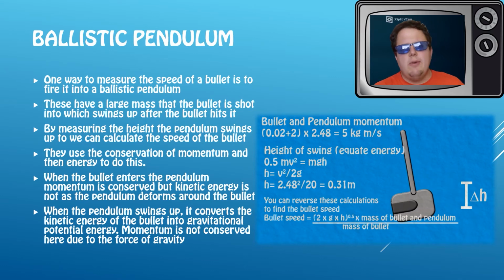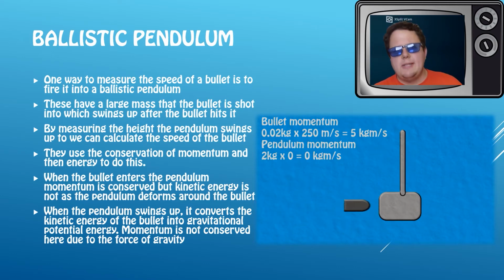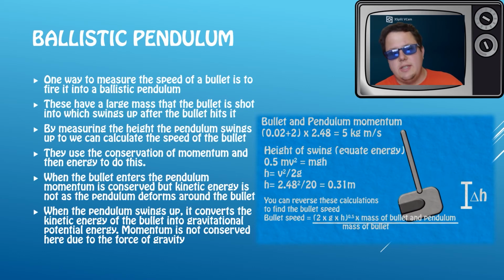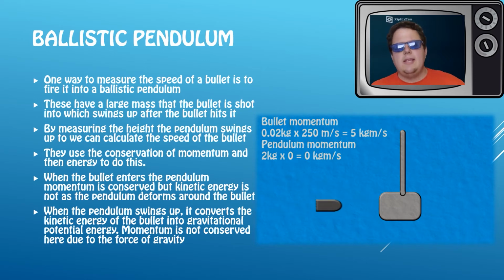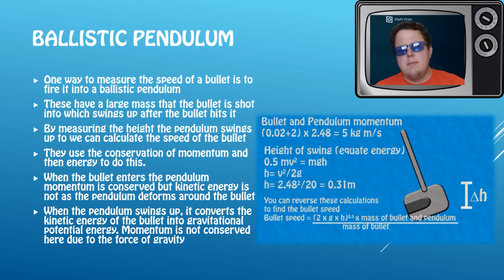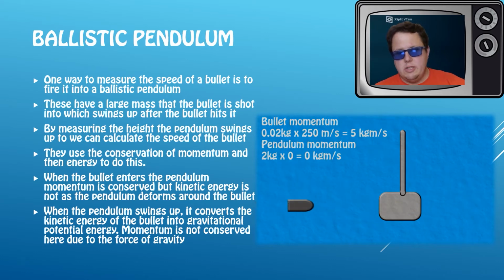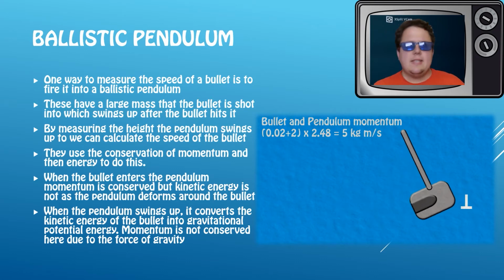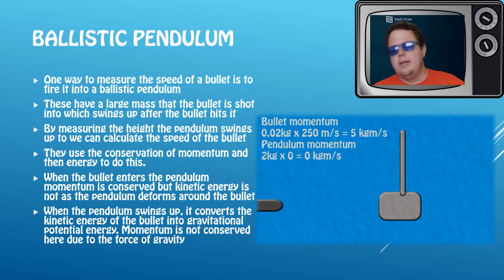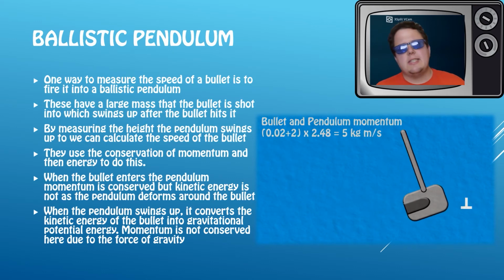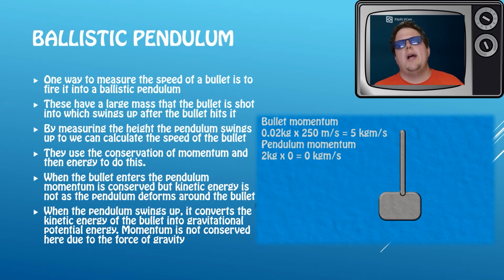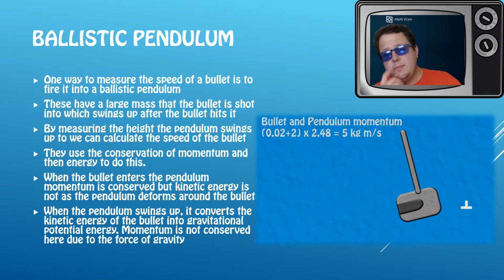Okay, so how do we do this? Well, we do this through conservation of momentum, because at least initially momentum is conserved in this case. When the bullet enters the pendulum, momentum is conserved because there are no external forces, but kinetic energy won't be, and that energy will go into deforming the pendulum around the bullet, so into elastic potential as the pendulum deforms. Now, where momentum is not conserved is as our pendulum swings up.